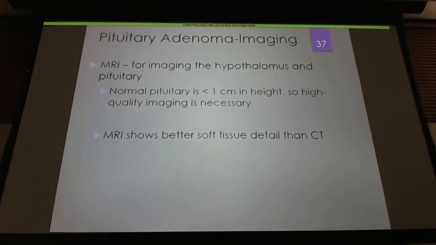So imaging for pituitary adenomas is very straightforward. It's an MRI. When in doubt, it's an MRI. How big is the pituitary? It's really, really small, right? 10 by 5 millimeters. So we like the MRI. It shows a better picture. Yes, a CT, especially if the adenoma is big, can be helpful, but MRI is the study of choice.